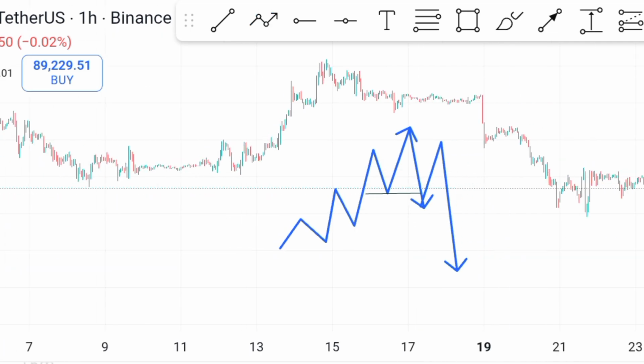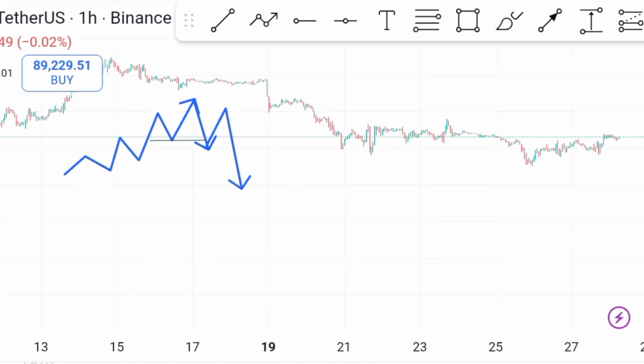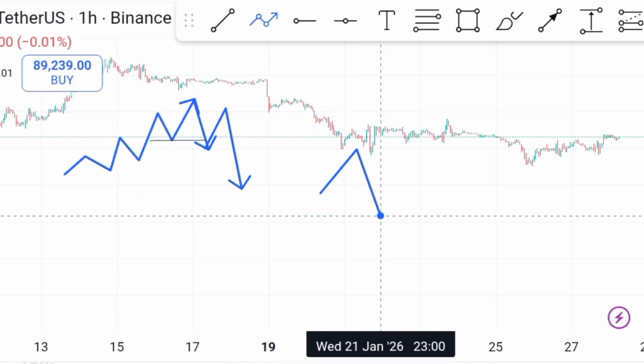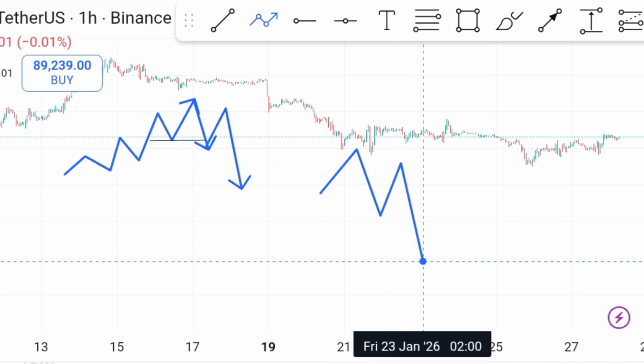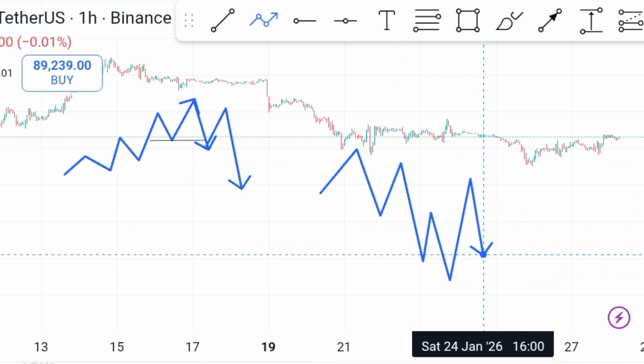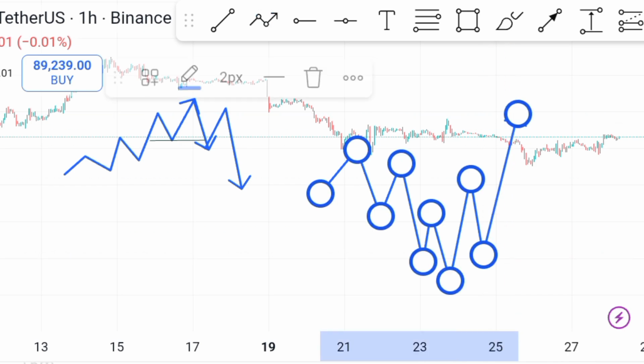Now it is the same thing when the market is in the bearish direction. To confirm the reversal, it has to break the last lower high. Okay, let's say that is the last lower high. The market has to break it before it turns direction.